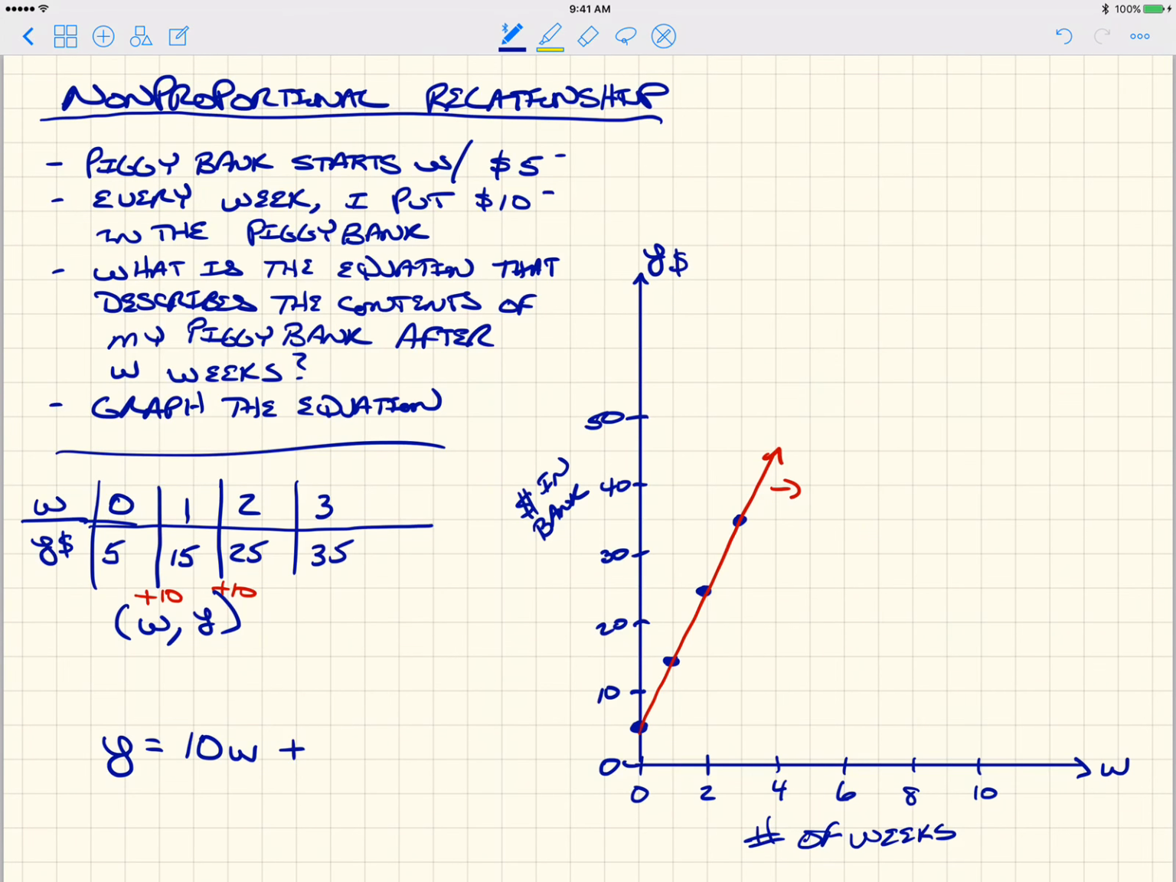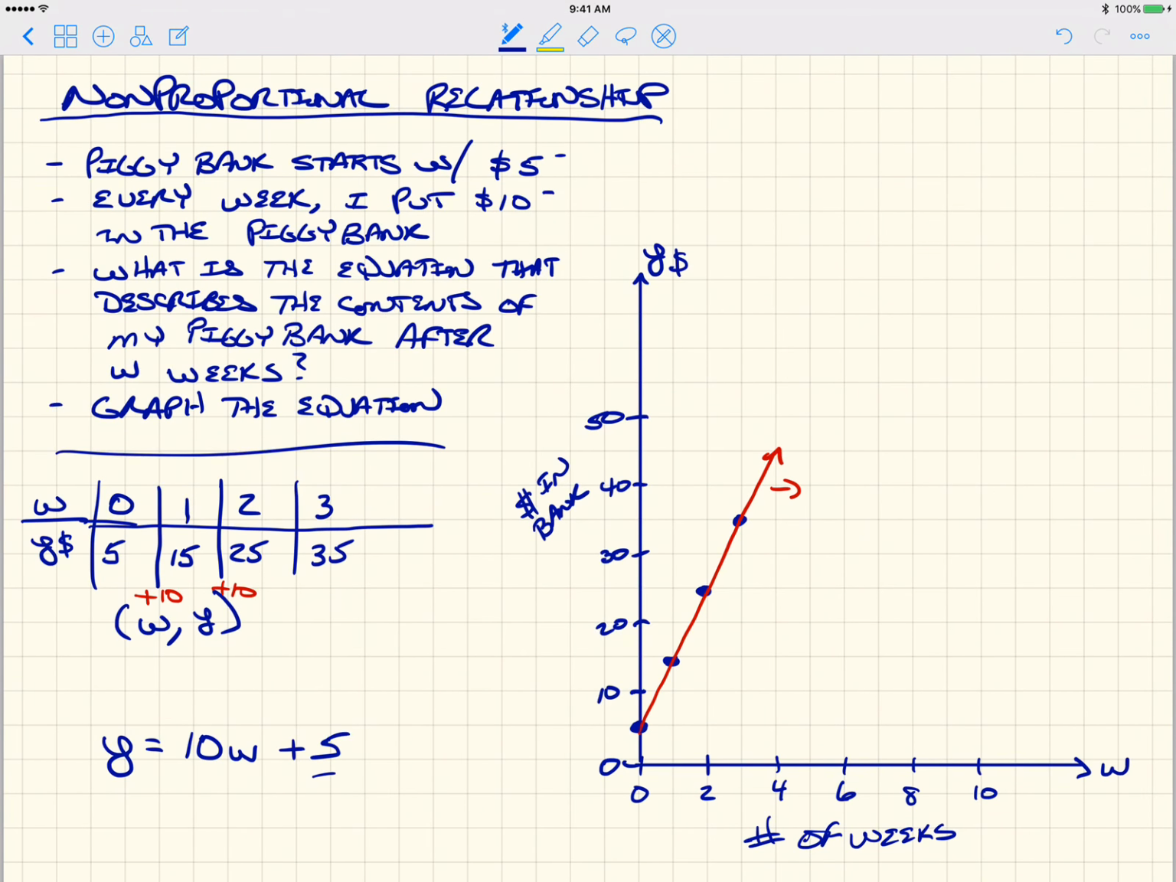So our equation then is going to be the amount of money in our piggy bank equals 10 times the number of weeks plus 5. Real simple. If you think about it, after 4 weeks, I have put in a total of $40, $10 per week times 4 is 40, but I have $45 in my bank. Obviously, where's that extra $5? That was my initial value.